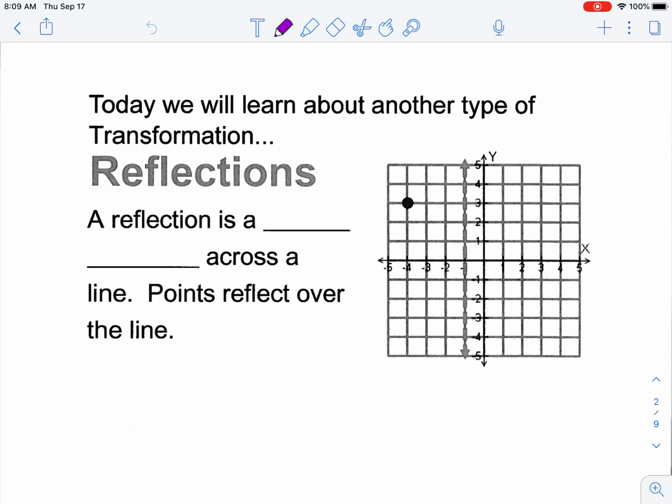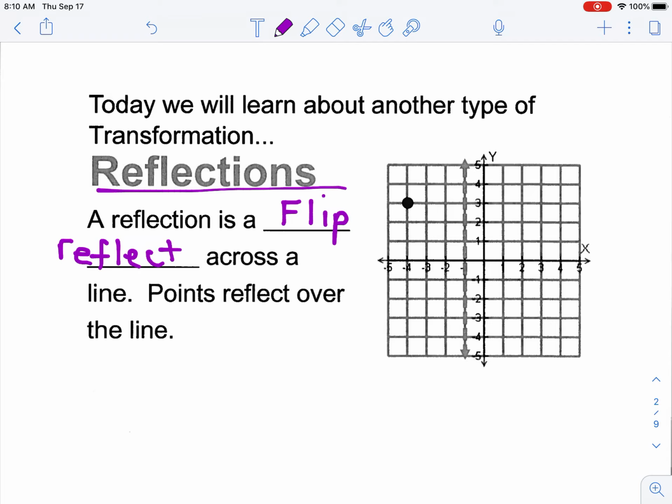All right, today we will learn about our reflection. All right, so a reflection is a flip or reflect across a line. All right, so the point will reflect across.